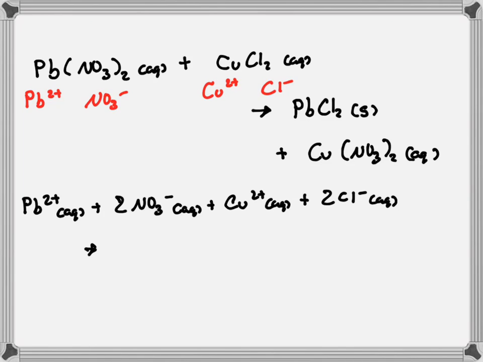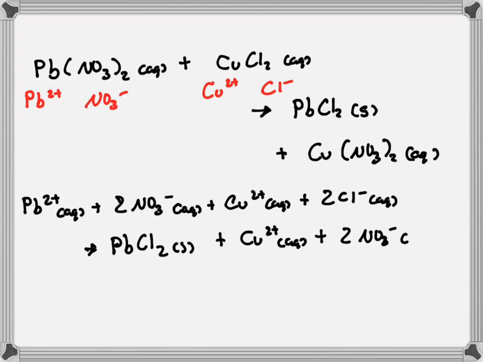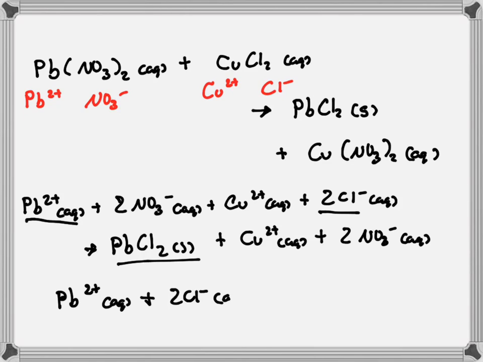And then my product side, my lead 2 chloride is going to stay together because it's an insoluble solid. I'm going to get copper 2, and I have 2 nitrates again. So my lead 2 reacted and my chlorides reacted. So my net ionic equation is going to be my lead 2, my 2 chlorides, giving me my lead 2 chloride solid.